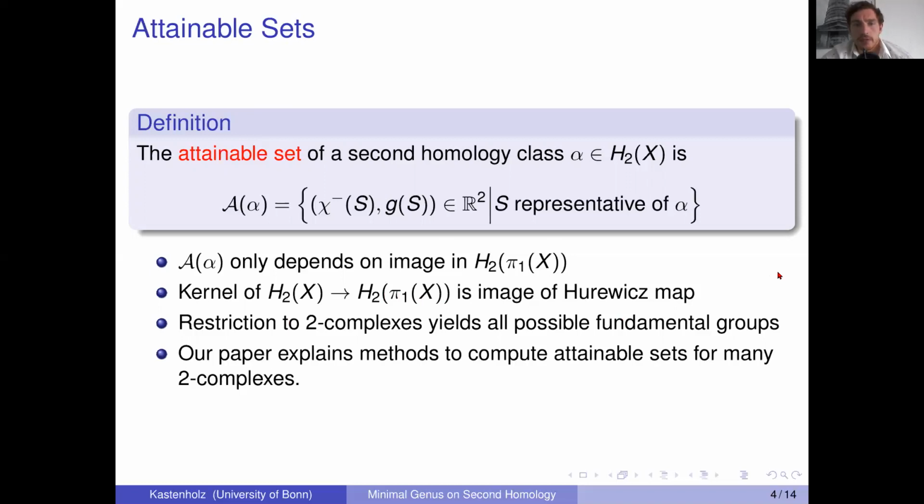So this allows us to restrict ourselves to two complexes, since two complexes yield all fundamental groups. So, for example, if you're interested in the minimal genus problem for whatever kind of space, you can just take its two skeleton and compute the minimal genus problem there to solve the minimal genus problem for the bigger space. So in that sense, we restricted ourselves to two complexes here because two complexes are far more easily tractable than higher dimensional complexes. And our methods actually explain how to compute the attainable set for many kinds of two complexes.